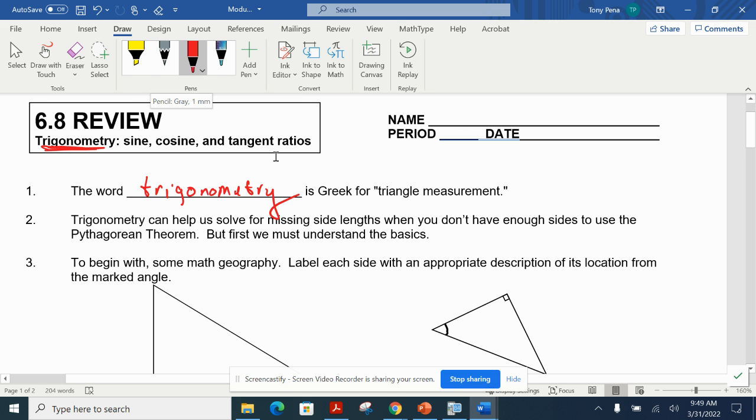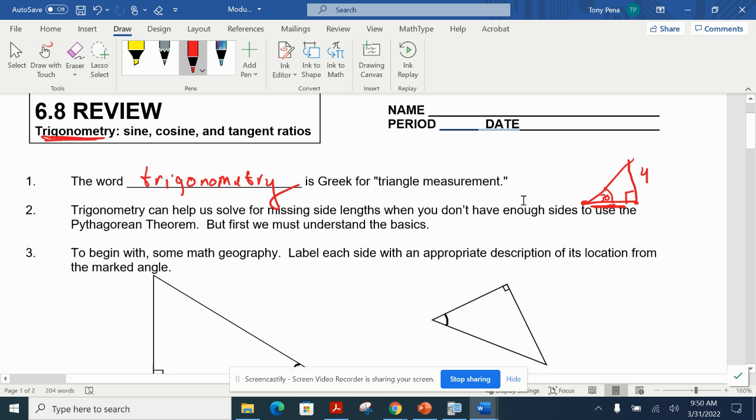Number two, trigonometry can then help us solve for the missing side lengths when you don't have enough sides to use the Pythagorean theorem. So what that is alluding to, if I give you a right triangle, so here's our right triangle, and let's say this is 4, and I wanted to know how far away I am. So if I'm standing here, this is a building here, we want to figure out how far that distance is. We can't do that without the Pythagorean theorem if we don't have at least 2 sides. But if I know what this angle is, and this is what we get to in the next section, if I know one angle and one side of this right triangle, then I'm going to actually be able to figure out what that is without having to use the Pythagorean theorem. So trig allows us to, again, work with a lot of triangles.